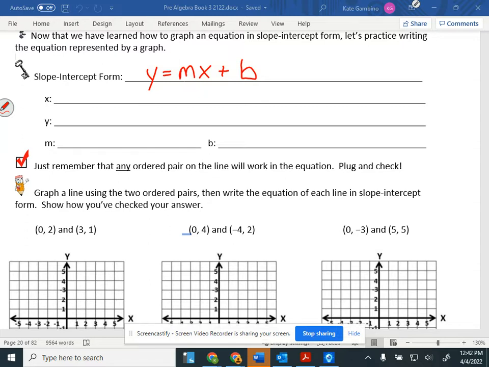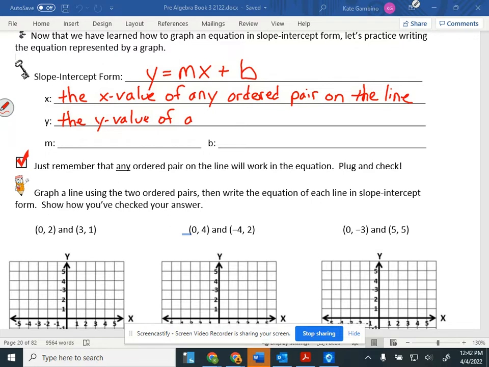Okay, so who remembers what the x is in the slope-intercept form? The x value of any ordered pair on the line. Well, if that's what the x is, what is the y? The y value of any ordered pair on the line.